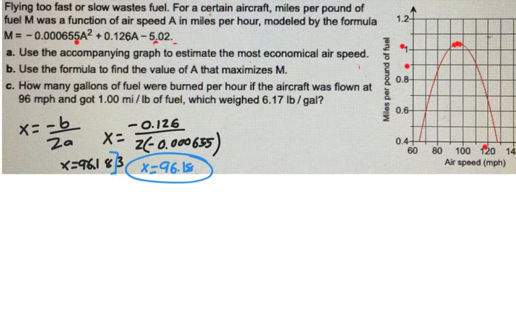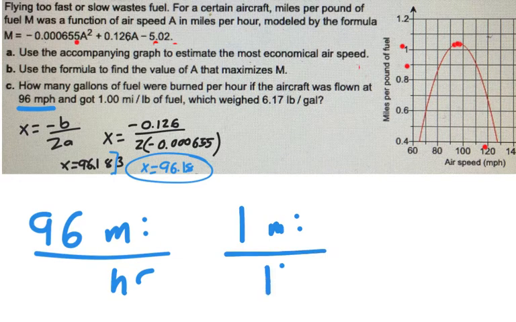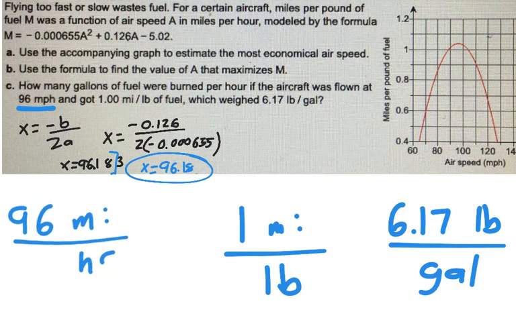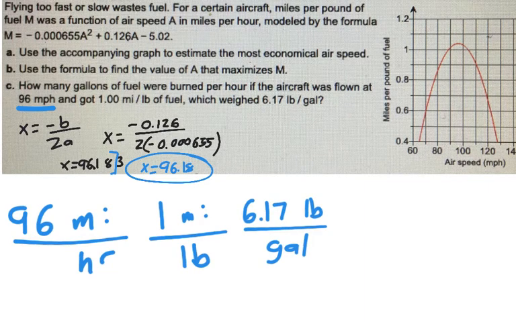Okay, C part can be a little bit confusing. Let me just write down all of my units. So I have 96 miles per hour. Then I have 1 mile per pound. And then I have 6.17 pounds per gallon. I find the best way to do this problem is to look at what my final answer units should be in. So they want my answer to be in gallons per hour.